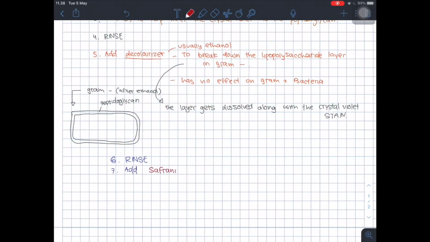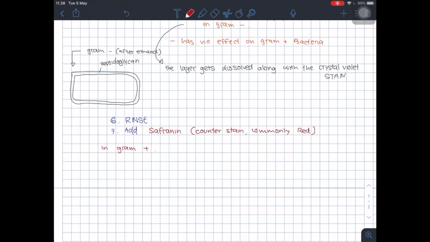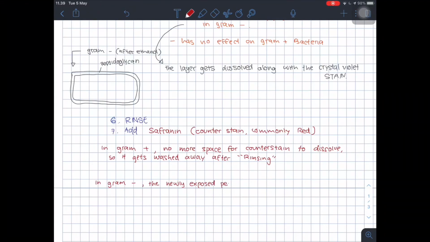The third and final stage is to add safranin, which is a counterstain, commonly red, to the slide. In gram-positive bacteria, there is no more space in the peptidoglycan layer to absorb and retain the counterstain, because all the space has been taken by the crystal violet stain, so it does not have any effect on the gram-positive bacteria. However, in gram-negative bacteria, the newly exposed peptidoglycan layer, which has not absorbed or retained the crystal violet stain, will now absorb and retain the counterstain, safranin, and therefore it will come out as red under the microscope.